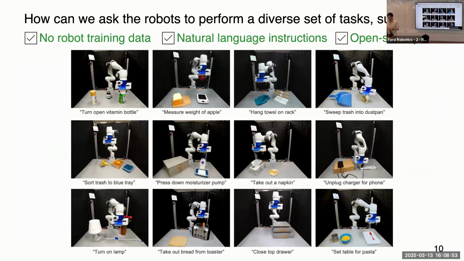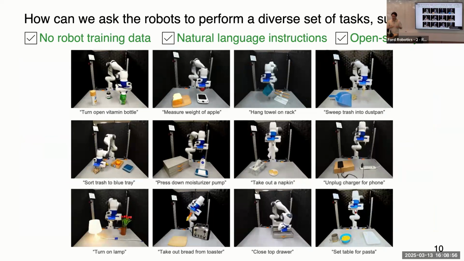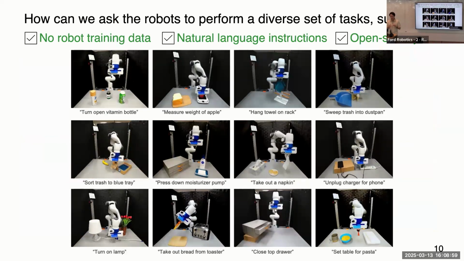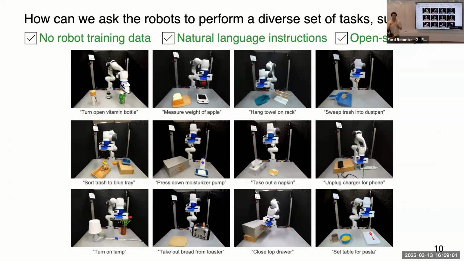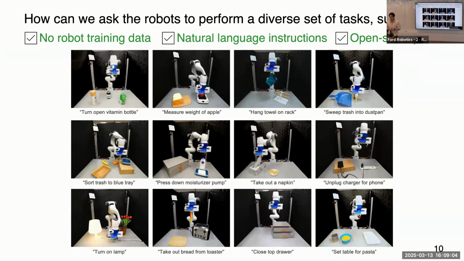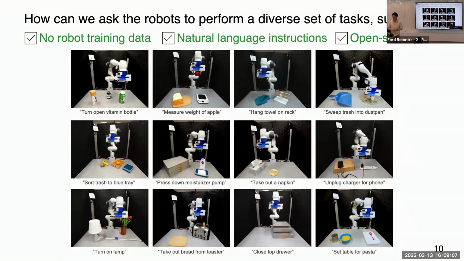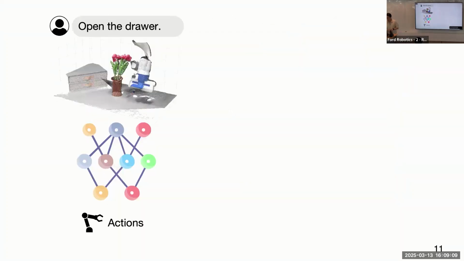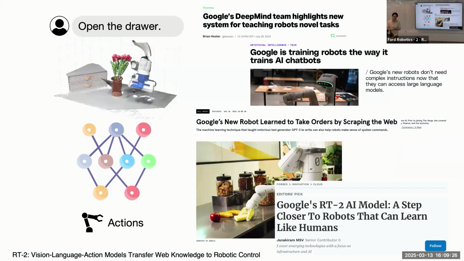So we developed a system called VoxPoser that doesn't require any robot demonstration data. Using only natural language instructions, it allows the robots to do a wide range of real-world manipulation tasks with an open set of objects. The inputs to our system are simple: the visual observations and the language instructions. Using language instructions to instruct the robots is not new. There has been a lot of work, especially recently from Google, training large-scale imitation learning agents that map from the language instructions and visual observations directly into actions.